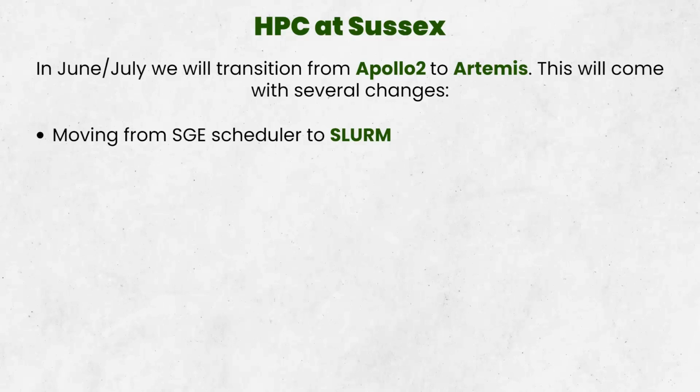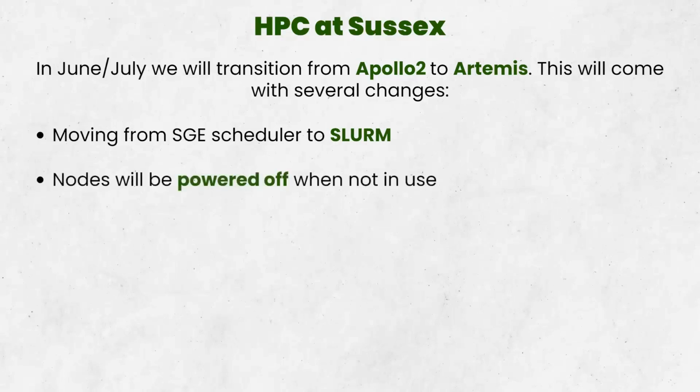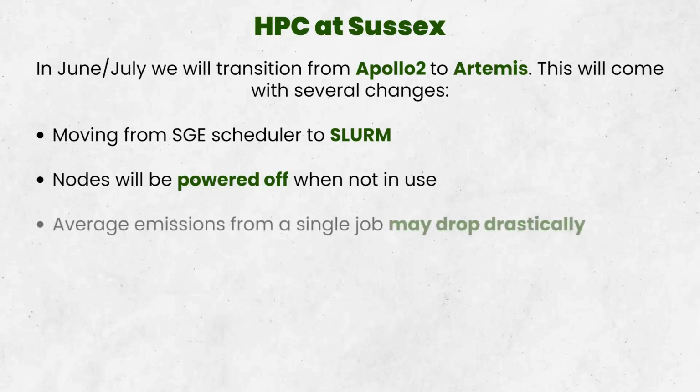Which is good for our purposes. It means that we'll be able to integrate more. Slurm is a much more common scheduler at different institutions. We'll be able to integrate green computing tools basically built for other systems that we can just plug into ours and hopefully give access to users across the university. I've been told as well that nodes will be powered off when they're not in use now, which is great. It means we'll have less idle wastage of energy. I've also been told that the average emissions from a single job on a CPU processor might drop drastically, just with, again, upgrades in hardware that will be coming in, which again is great.